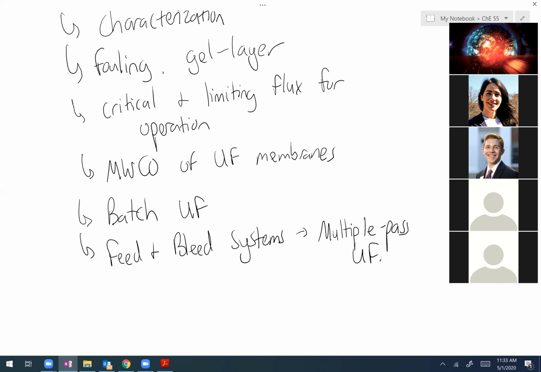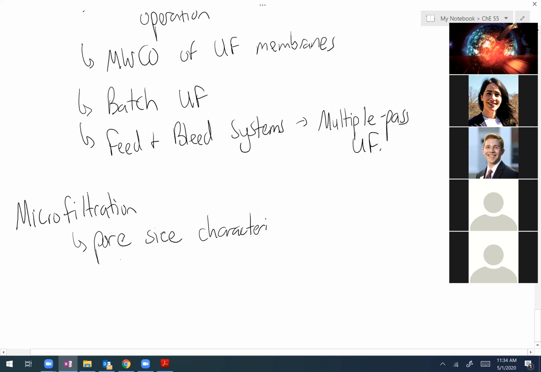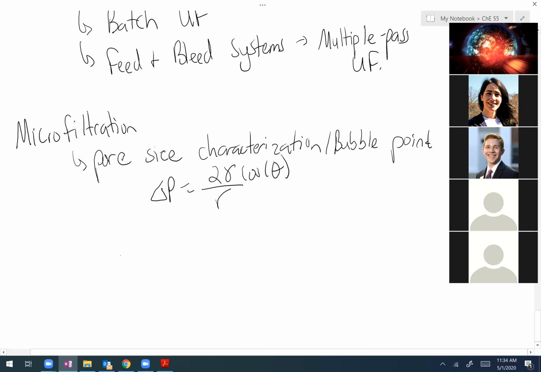So that's the big things we took out of ultrafiltration. For microfiltration, we looked at pore characterization. Right, calculating the bubble points. Delta P is 2 gamma over R, cosine theta. Yeah, contact angle for those of you in Prager's lab. Talked about the log reduction value.